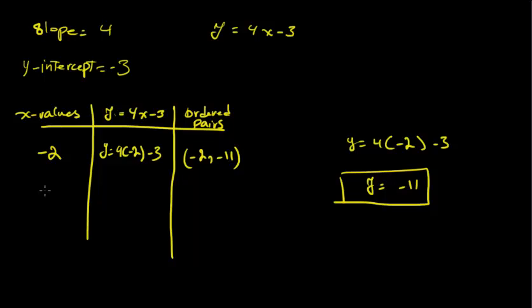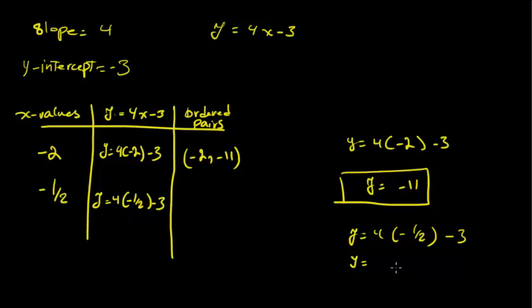Right? Let's choose minus half as x. So we put it into the equation. 4 times minus half minus 3. Then we'll have y equals -4 over 2 minus 3. Y equals, this is -2 and -3 is -5. So when x is minus half, y is going to be -5.